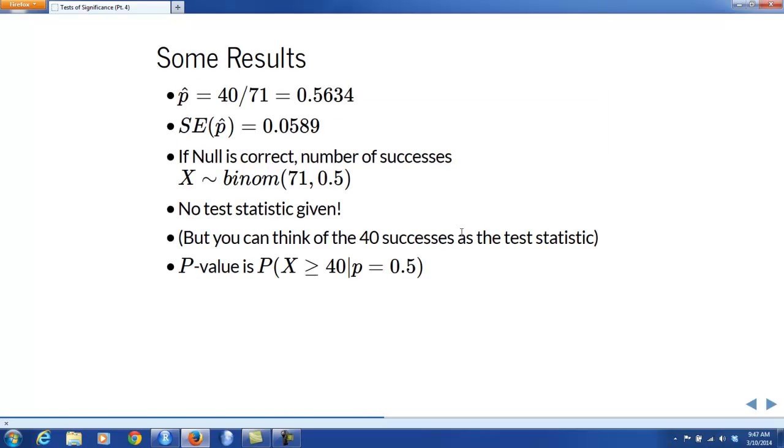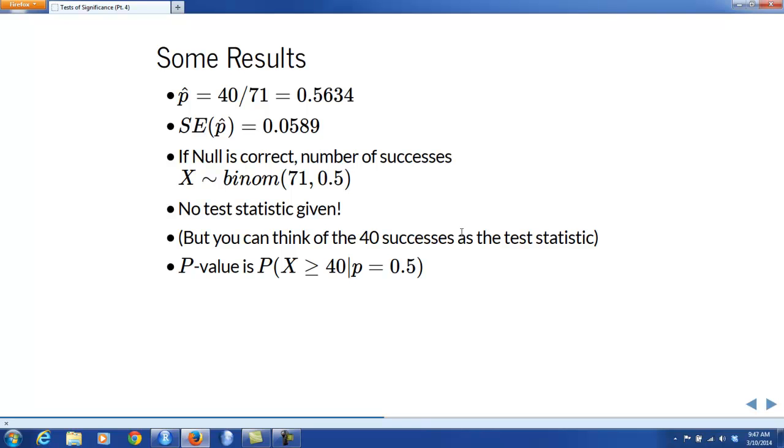If you run this code and look at the output to the screen, you'll see that the sample proportion p hat is just the same as it was before, 0.5634. The standard error for p hat is computed just the same as before, about 5.88%. Again, we've thought about it, and we know that if the null is correct, the number of successes x is a binomial random variable with 71 trials and chance of success 0.5.